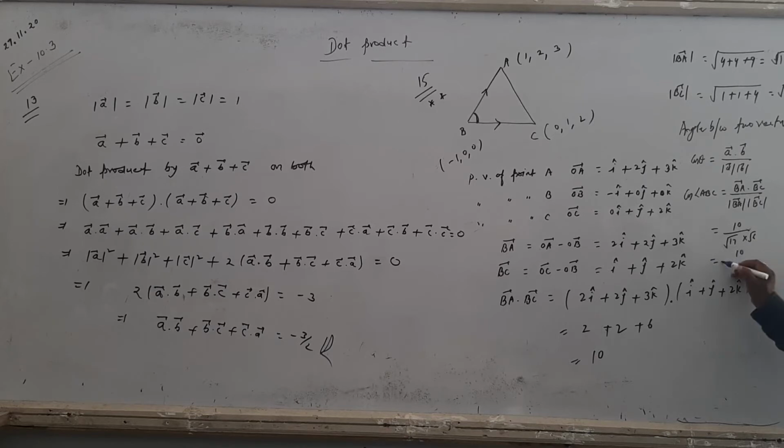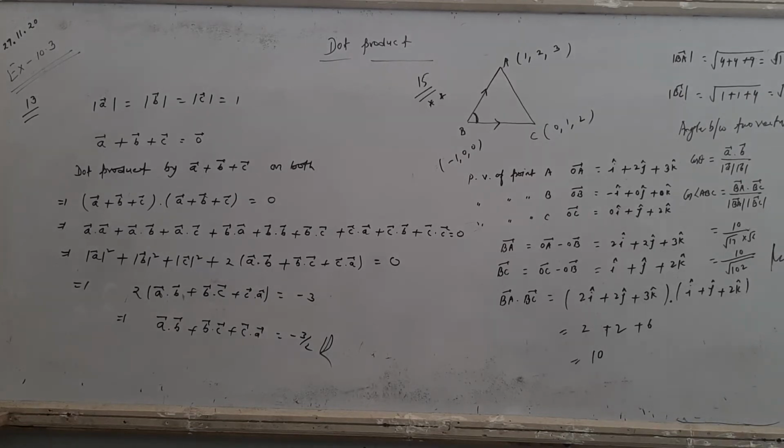So 10 upon under root 102. This is the angle between the two vectors. Then cos theta, this side transfer, that is cos inverse of 10 upon under root 102. And the last question is 17.